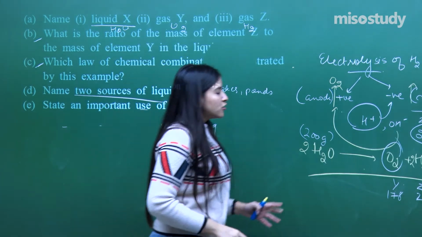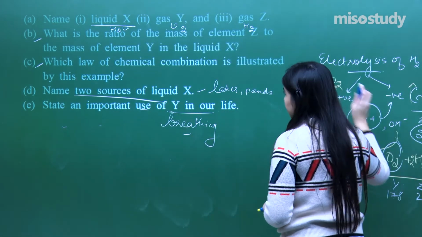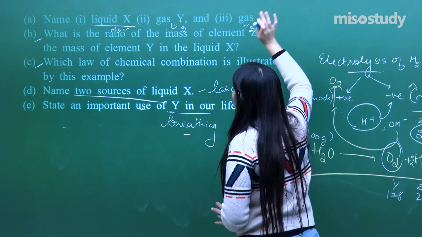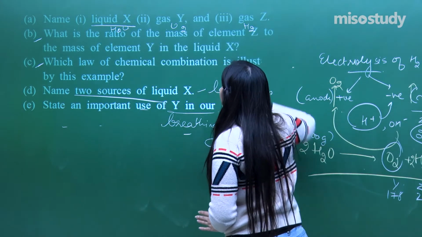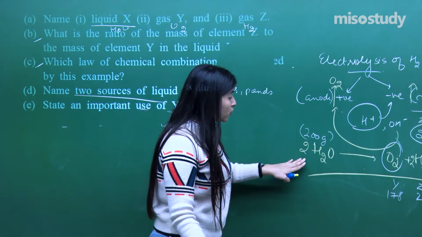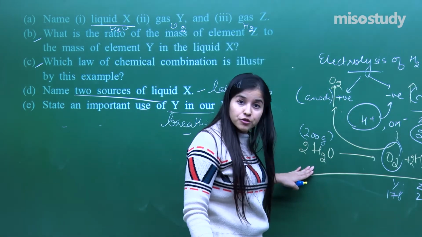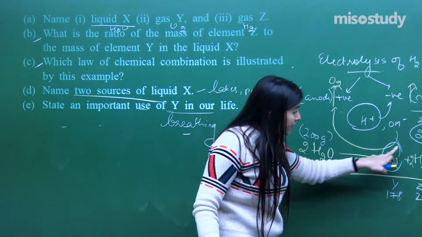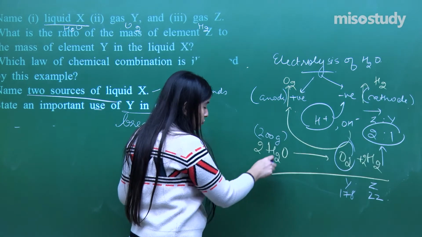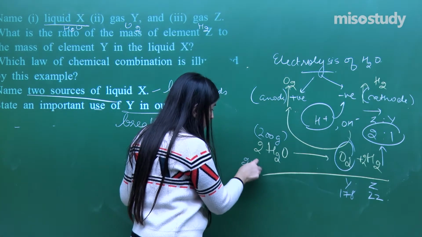Now, what were they actually asking? They are asking what is the ratio of the mass of the element Z to the mass of the element Y in the liquid X. In the liquid X, what is the elemental ratio they are asking? They are not asking anything related to these ratios. Fine. So hydrogen is twice and oxygen is 1.